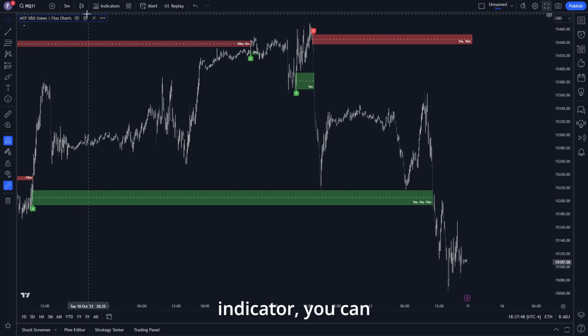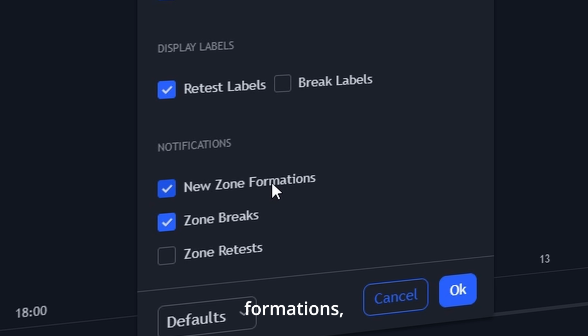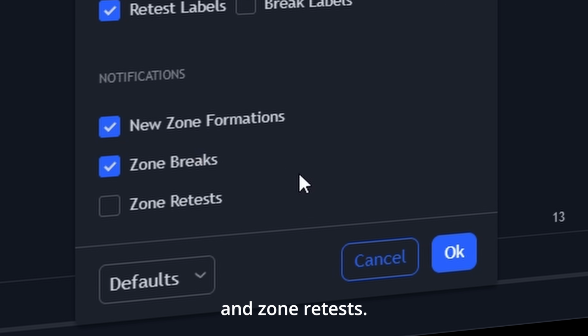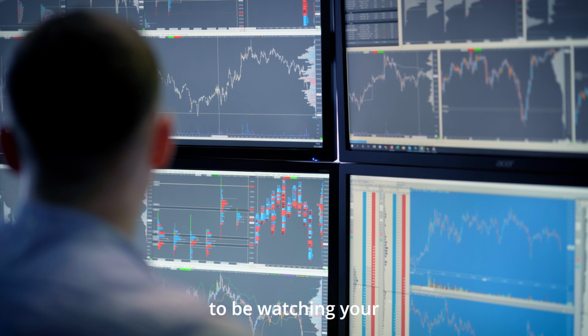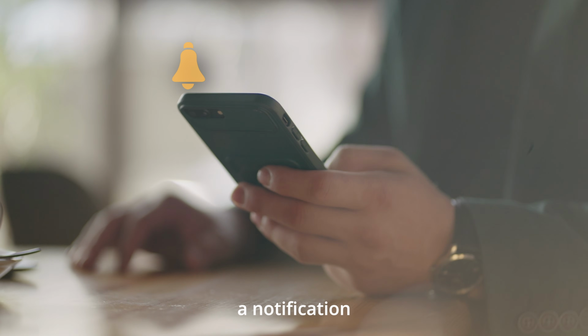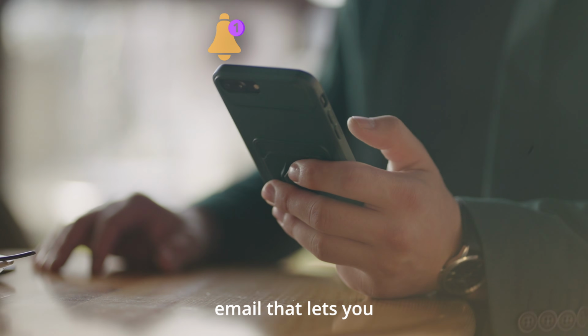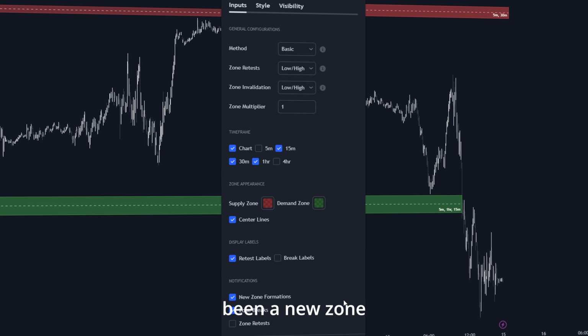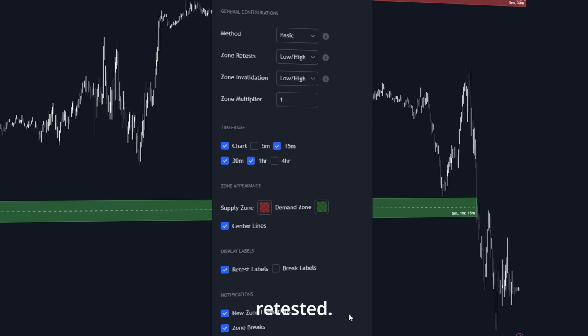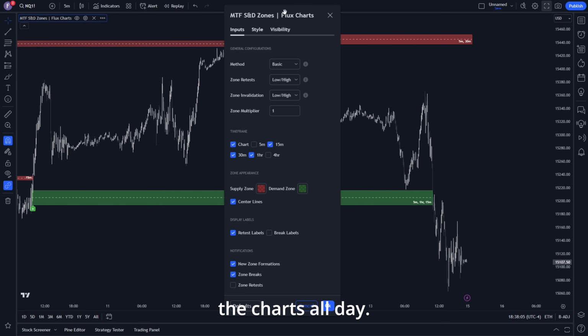With this indicator, you can also get alerts for the new zone formations, zone breaks, and zone retests. So you don't have to be watching your charts all day, because you can get a notification to your phone or an email that lets you know that there's been a new zone formed or that your zone's being retested. This allows you to not have to watch the charts all day.